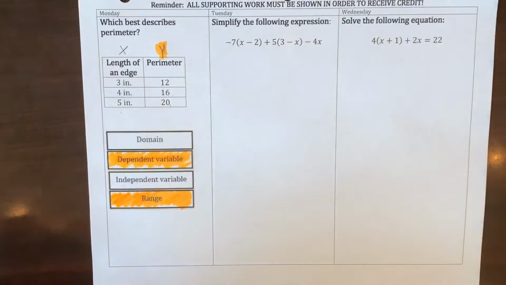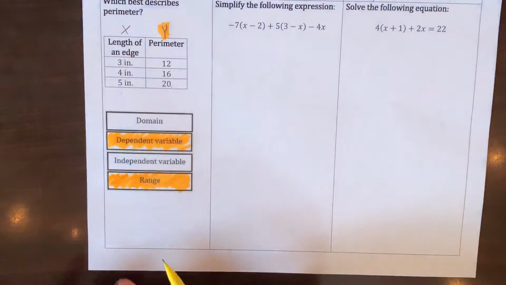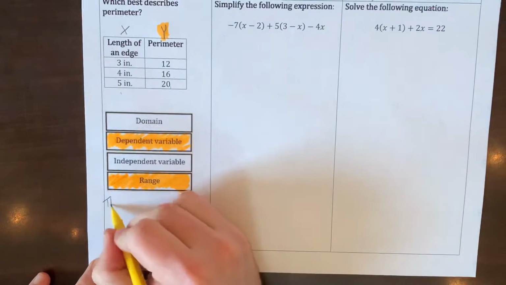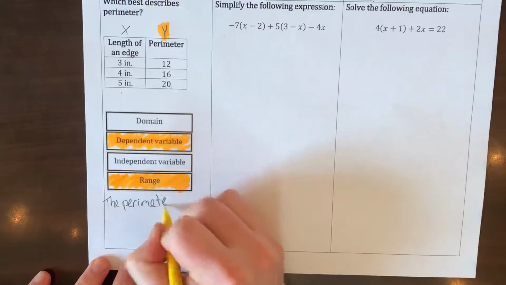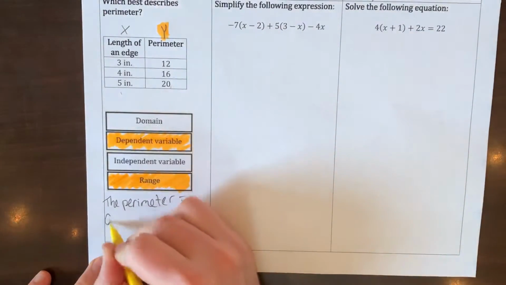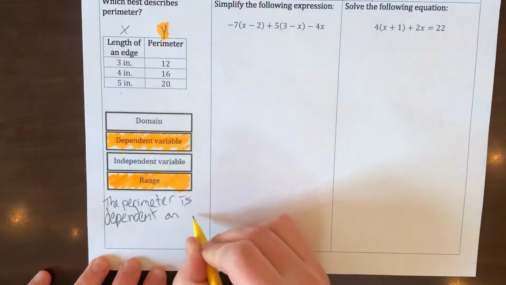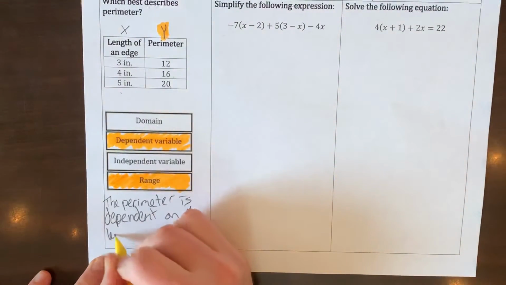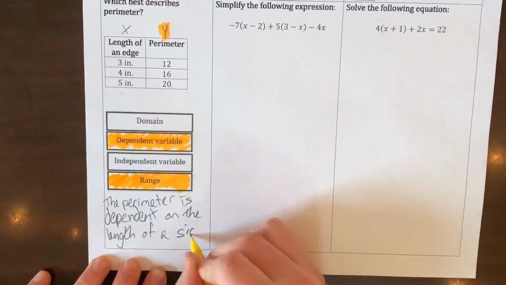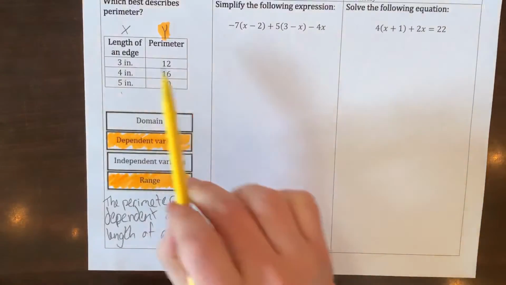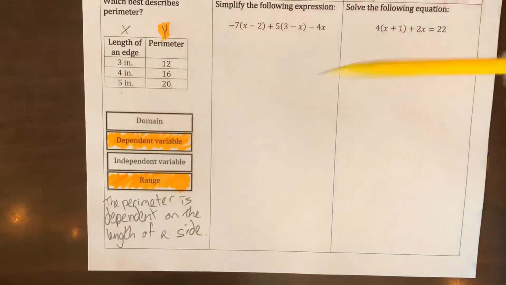So make sure you can write it like this. You could say something like, let me move this up a little bit, the perimeter is dependent on the length of a side. So again, the longer your side is, or the longer your edge, the more perimeter you have.